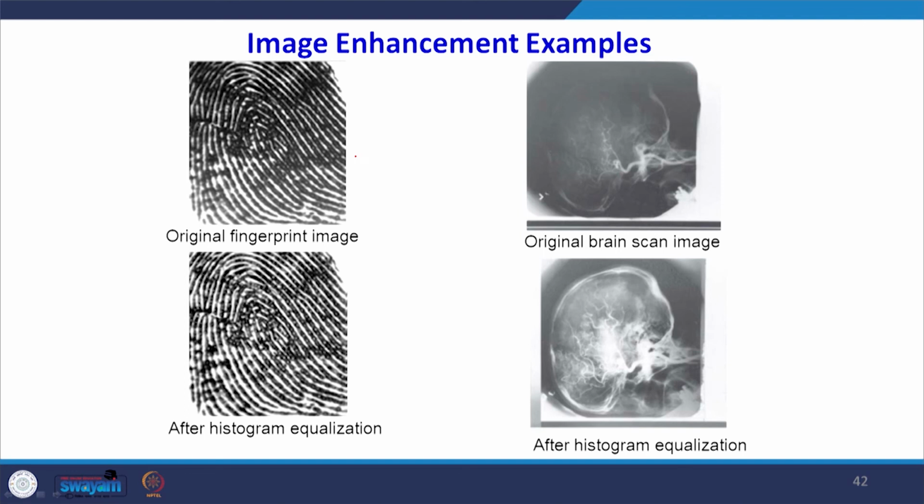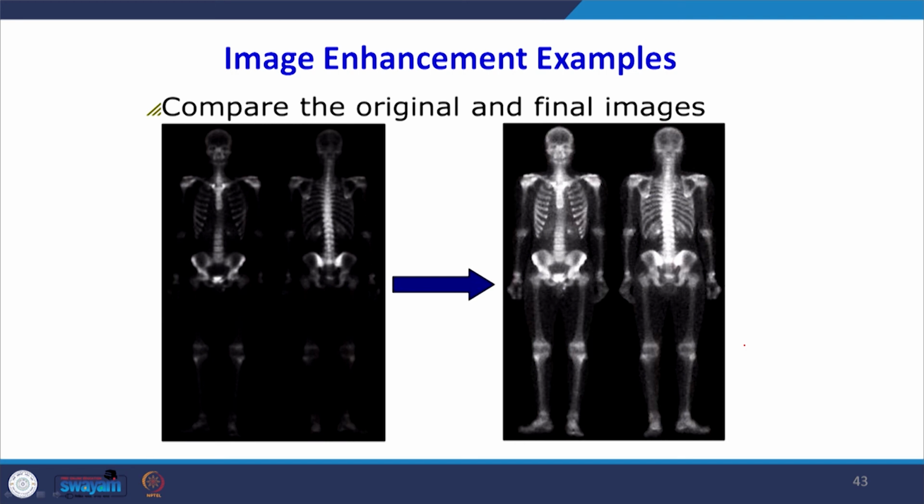So apart from mapping science and use in satellite images, it has a lot more applications in other ways. Whether it is law enforcement, where we have the original fingerprint and this is after histogram equalization, and one can see the fingerprints much more clearly, or in medical science, this is the brain scan image and this is after histogram equalization. So there are different fields where people are using these image enhancement techniques.